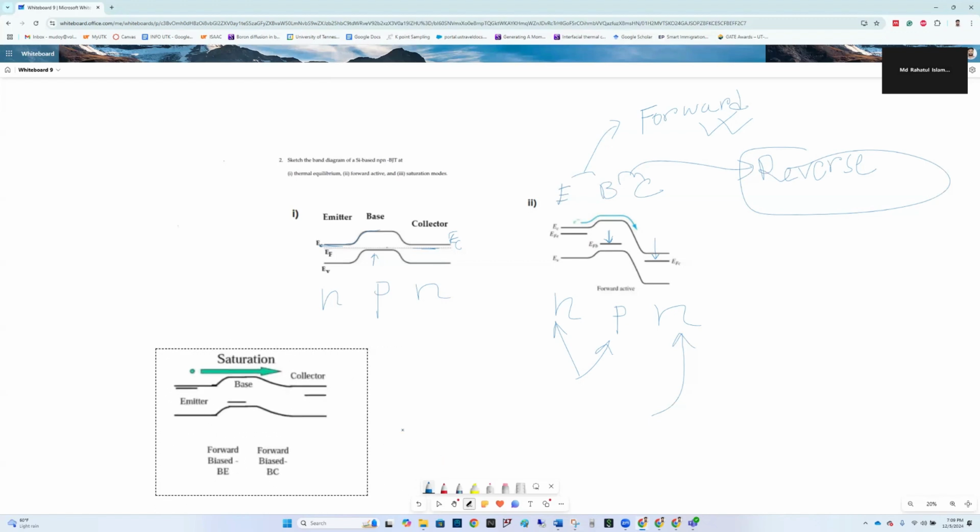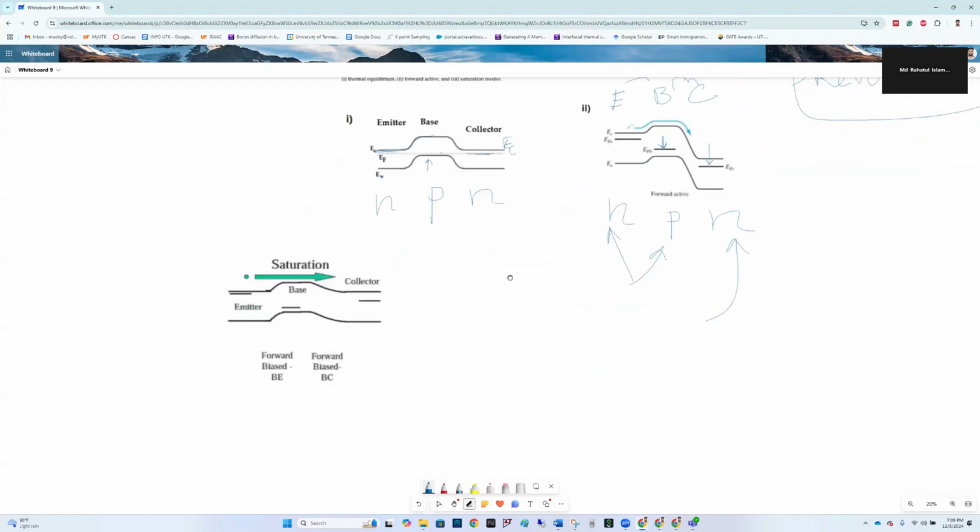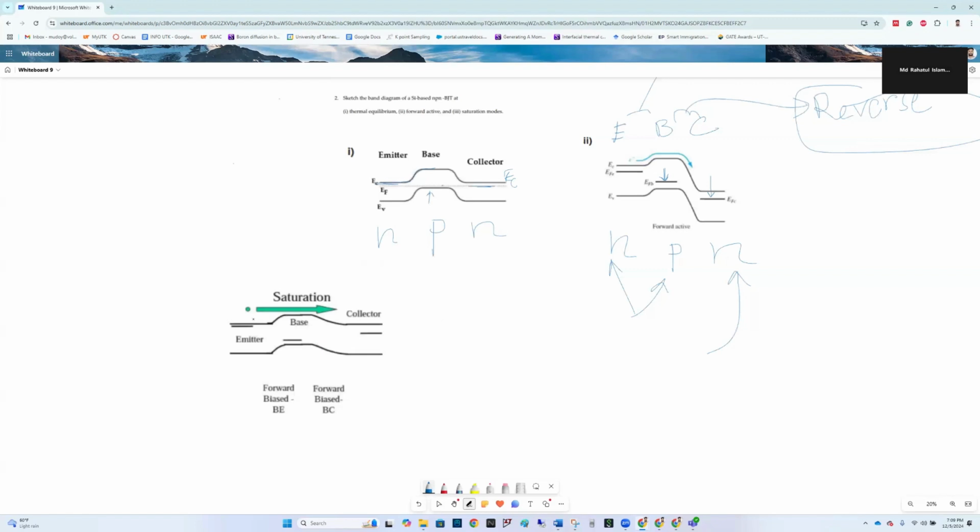Okay. Yeah, so this is the band diagram in the saturation mode. And in the saturation mode, as we have already mentioned, the emitter-base is forward biased and the base-collector is forward biased as well. And in that case, the barrier height will be reduced.